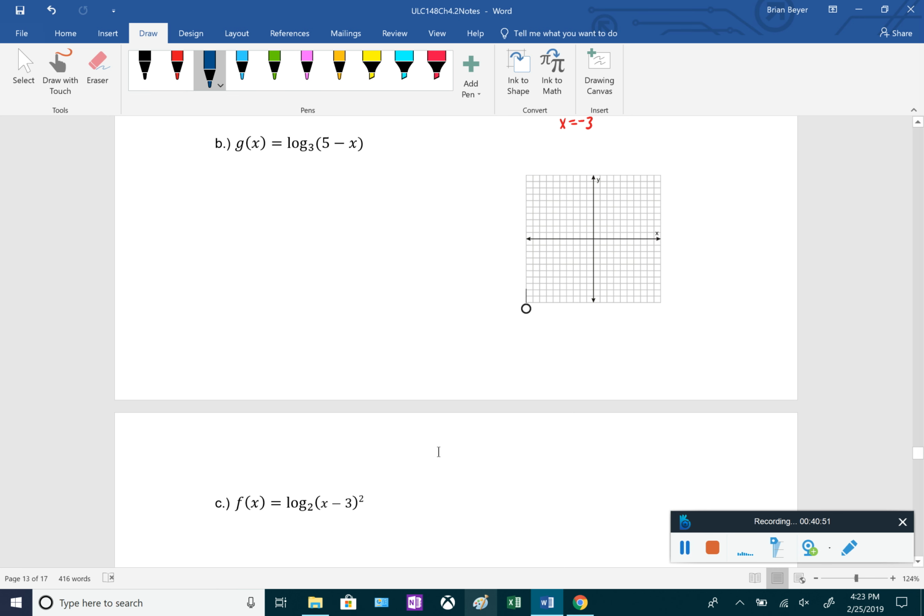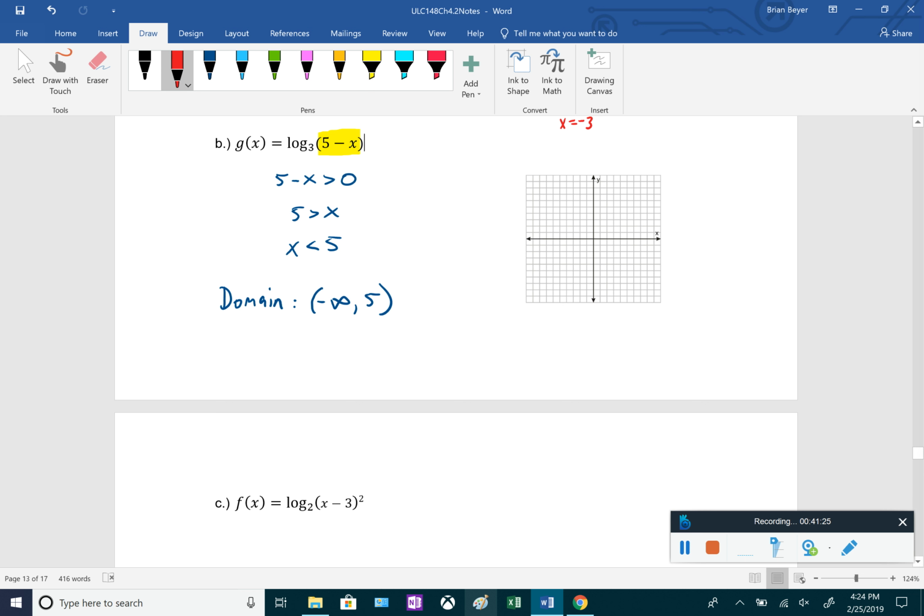Next one, g of x is log base 3 of 5 minus x. Once again, we're going to take this 5 minus x and say that it always has to be positive. Isolate x, so we would add x on both sides and get 5 greater than x. We don't really want to write it like that. That looks kind of silly. So we flip it and make it x less than 5. So the domain for this one is going to be negative infinity to 5.